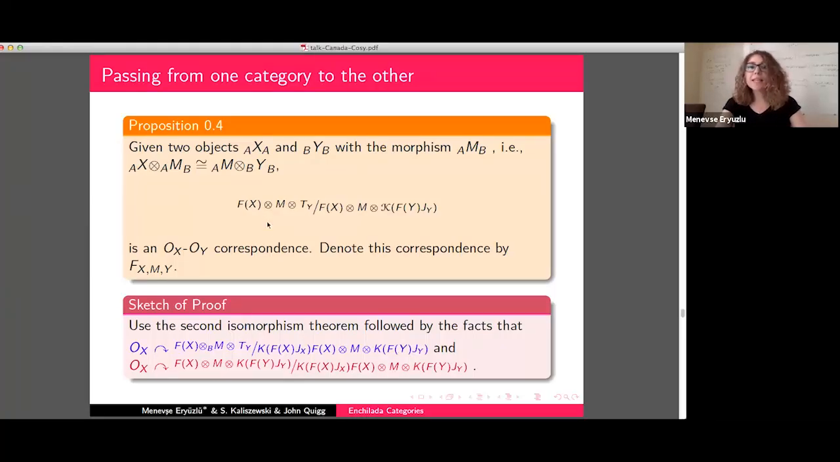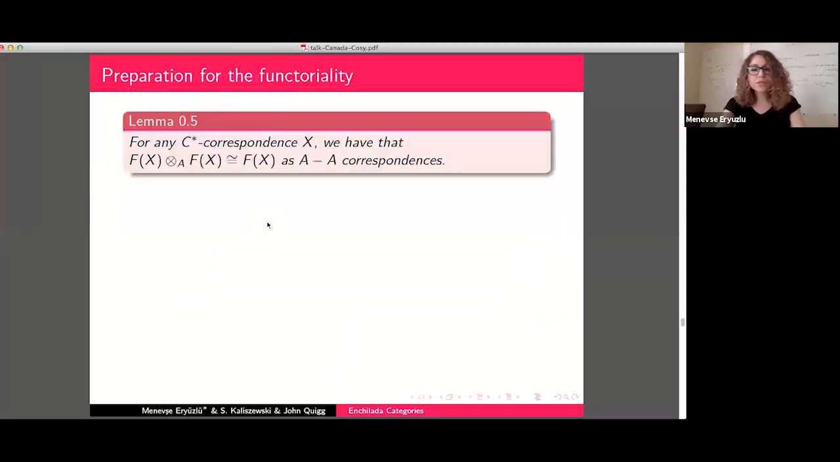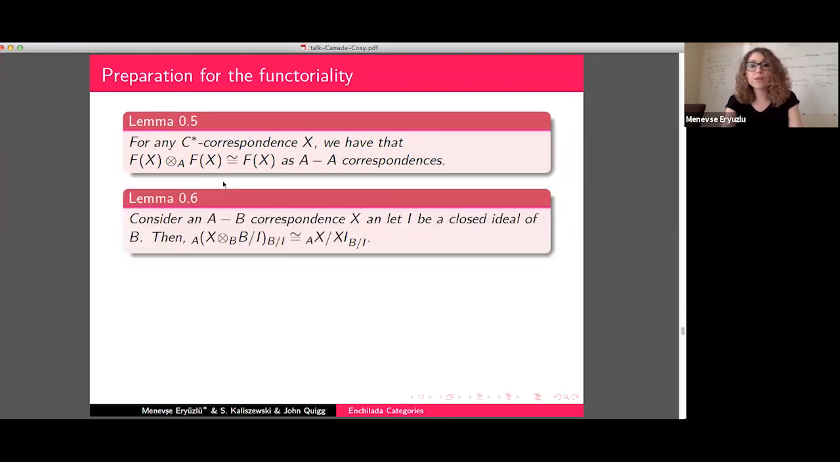Now, this is not an easy correspondence to make calculations with, right? So we want something much nicer, a correspondence that will be easier to work with. But in order to do that, I should show a couple of lemmas here. First of all, remember Fock space is an AA correspondence, and when you tensor it by itself, you get Fock space again. They're isomorphic as AA correspondences. And starting with an AB correspondence X, and I a closed ideal of B, this is the isomorphism that we get.